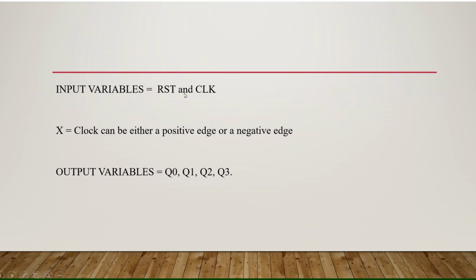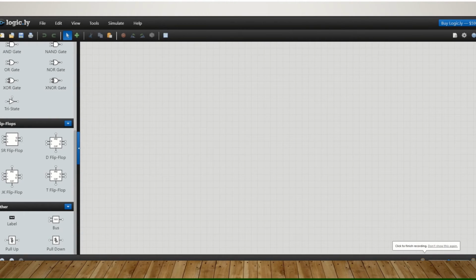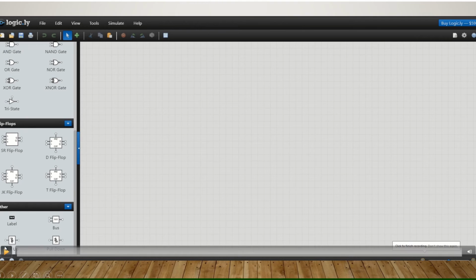Next, input variables are RST and clock. Clock can be either a positive edge or a negative edge. The output variables here are Q0, Q1, Q2 and Q3. Truth table is also given. Next, we'll see the simulation for the ring counter.